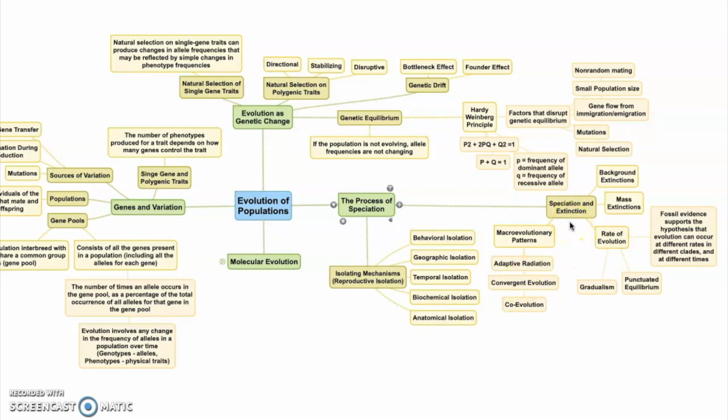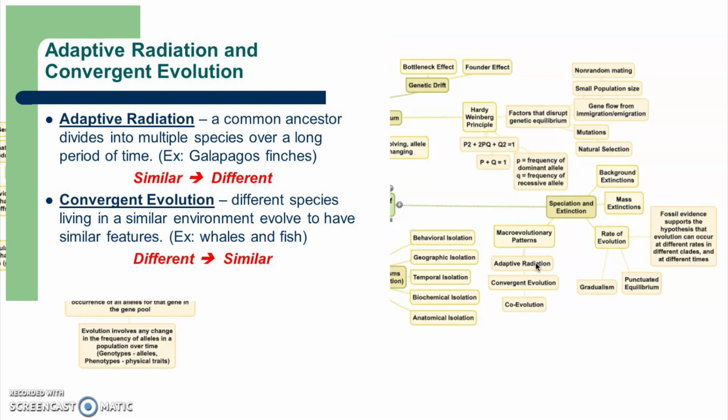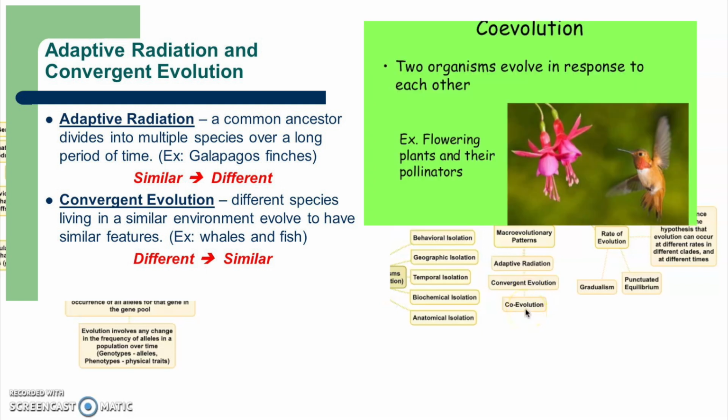We also have speciation and extinction. So in speciation and extinction, we have different macroevolutionary patterns. We have adaptive radiation, where an organism fills different niches that are available. Convergent evolution is where organisms evolve similar traits because they live in similar environments. And coevolution is where two organisms evolve together, and that could be a beneficial relationship in both cases, or they could be two organisms at war. One organism evolves something to defend itself against the other, and vice versa.